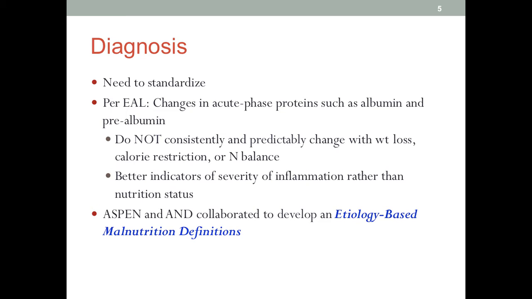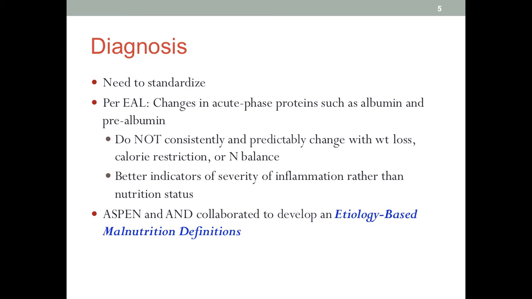Although clinicians still may use albumin below 4.0, for example, as an indicator for increased nutrition support, we have to be very clear that the scientific evidence so far indicates that these acute phase protein markers are better indicators of the patient's severity of inflammation rather than their nutritional status. And speaking from experience, you will definitely see physicians diagnose different levels of malnutrition using markers such as albumin.